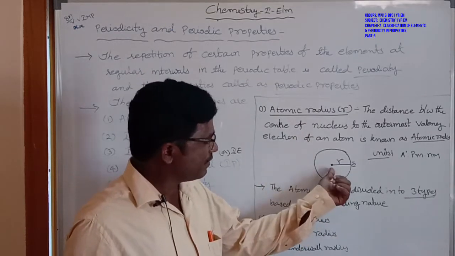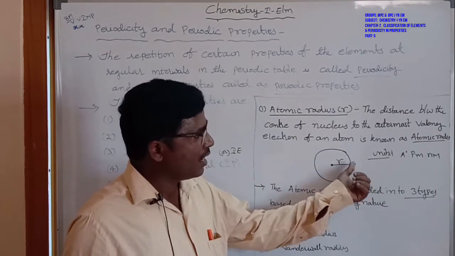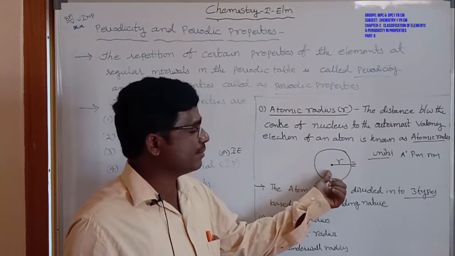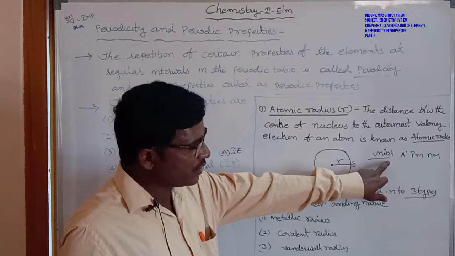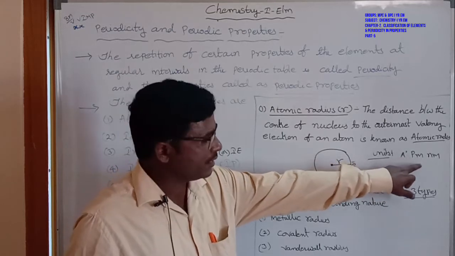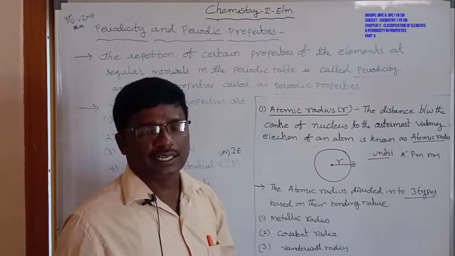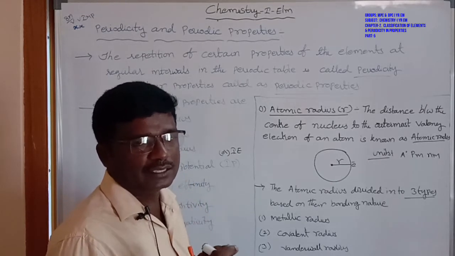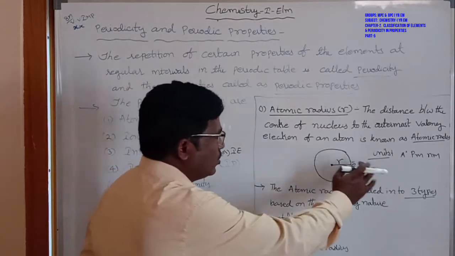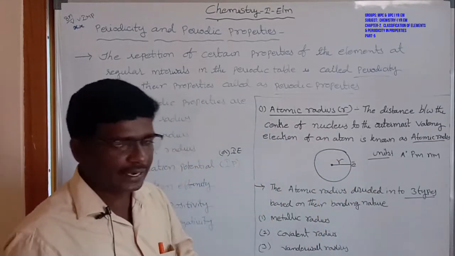The distance between the center of the nucleus to the outermost electron in an atom is called atomic radius. The units of atomic radius are angstroms, picometers, and nanometers.